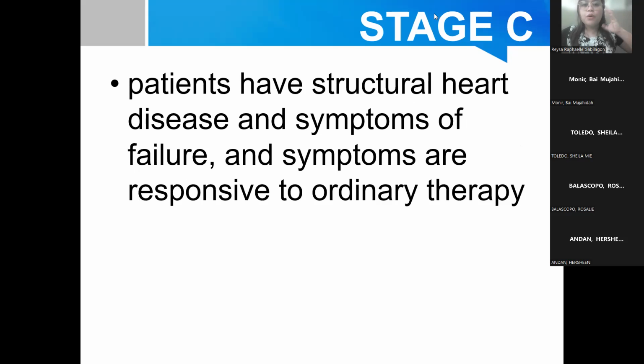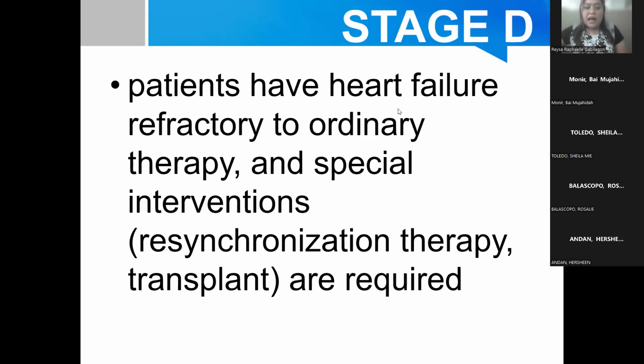Okay? Pero pag umabot na meron na talagang cardiomegaly, lumaki na yung heart, at the same time, the patient is experiencing signs and symptoms of heart failure already, pero responsive pa siya kung bibigyan mo siya ng ordinary therapy, yung na-mention natin na mga agents. Ayun, stage C na yung ating patient. Magsa-stage D yung ating patient kapag hindi na siya responsive to ordinary drugs.